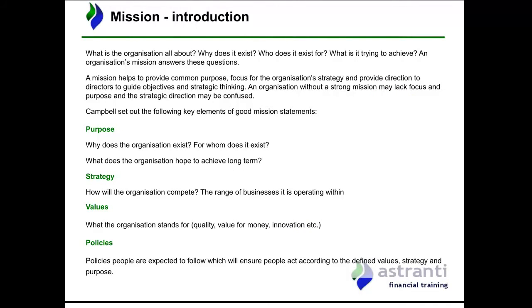What is the organization all about, and why does it exist? What we're going to do now is look at mission statements, and we're going to look across these 4 key headings here, and try to come up with some answers specifically relating to Ashworth Lea. Thinking about purpose, there are 2 key questions: why does the organization exist, and what does it intend to achieve in the long term?